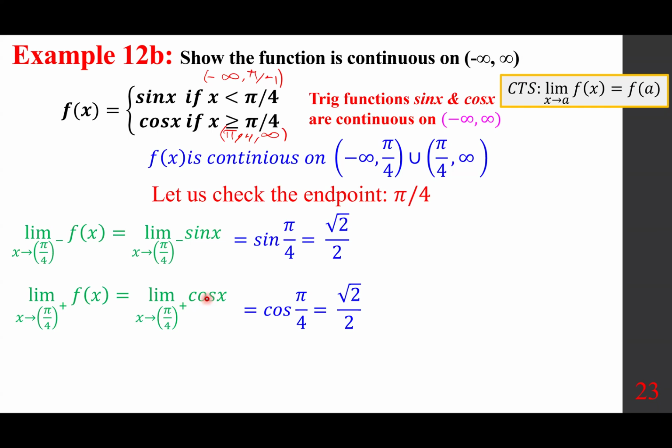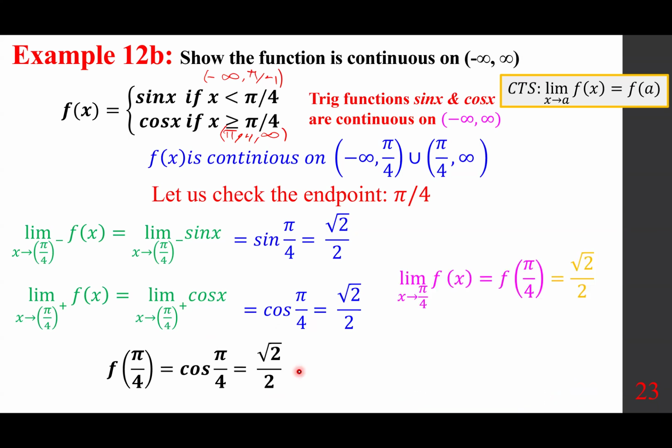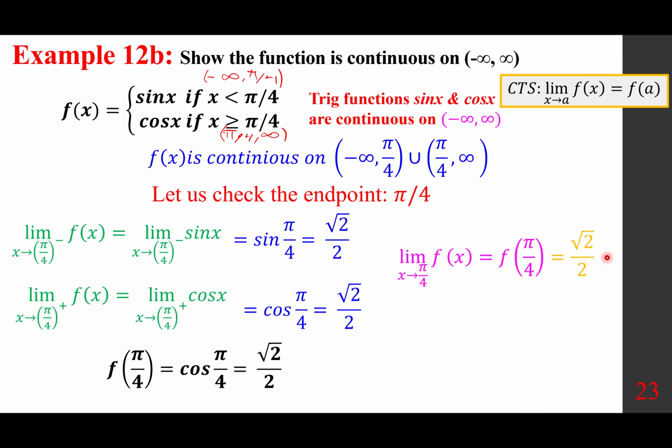The next thing is to look at f of a. F of a, you look at the equality. So f of pi over 4 is cosine of pi over 4, which is also square root of 2 over 2. This one says the limit exists. This one says the functional value is square root of 2 over 2. So the limit of f of x as x approaches pi over 4 equals f of pi over 4 equals square root of 2 over 2.